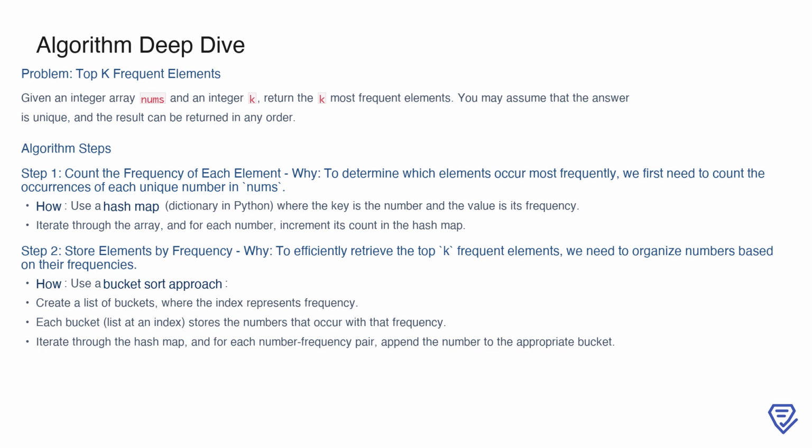To achieve this, we can break our approach into several steps. First, we count the frequency of each element in the array. This is important because identifying the most frequent elements requires us to know how often each number occurs. We can do this efficiently using a hash map, where each number is stored as a key, and its frequency as the corresponding value. To populate this hash map, we iterate through the array and increment the count for each number as we encounter it.